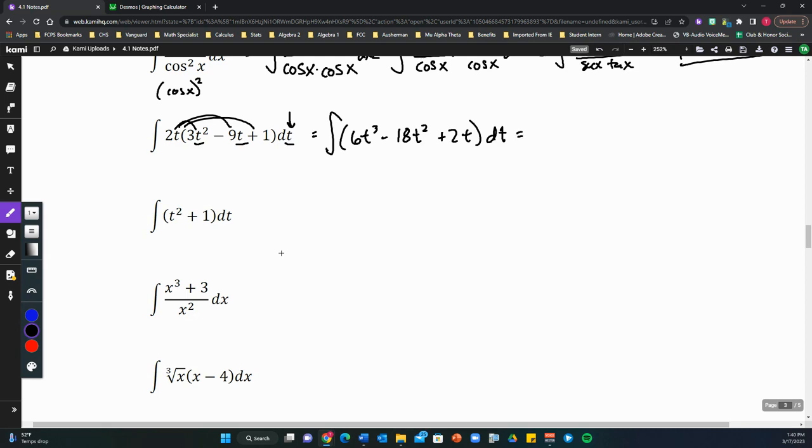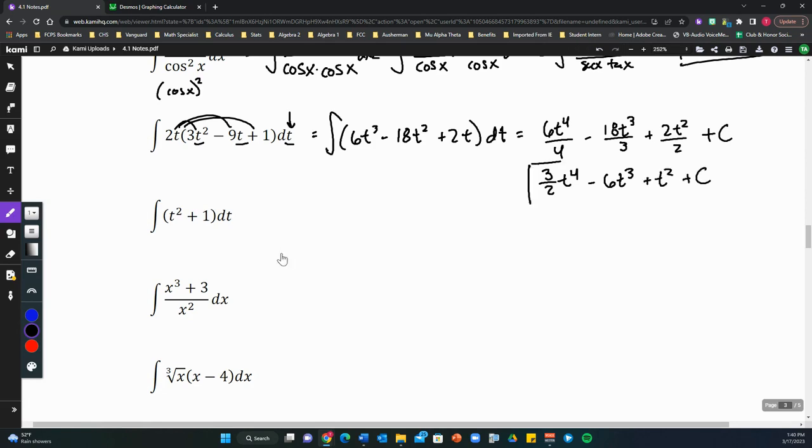Okay? So, executing the power rule, this would become 6t to the 4th over 4. We'll simplify in a second. Minus 18t cubed over 3 plus 2t squared over 2 plus c. And then we can reduce all of these guys. So we'd really have 3/2 t to the 4th minus 6t cubed plus t squared plus c.